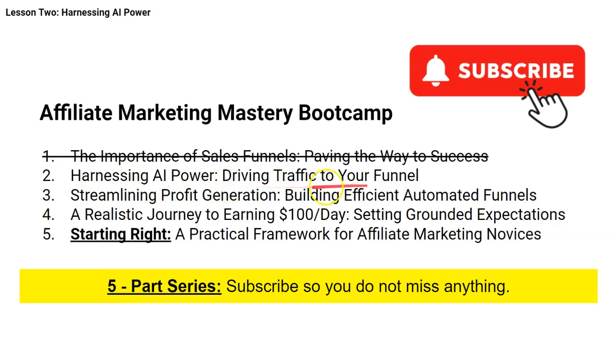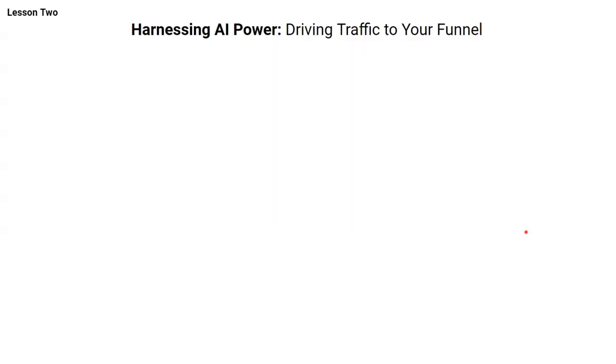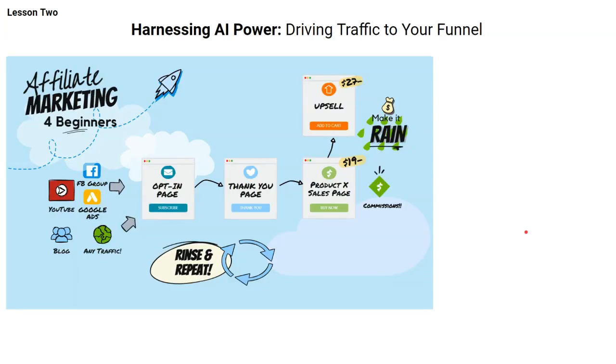We'll now jump in and get going with part 2, which is harnessing AI power, driving traffic to your funnel. So: power, AI, funnel, traffic. This is what we covered in the last lesson, in part 1. And of course, to drive traffic from Facebook or Google Ads, YouTube, blogging, whatever, you need content.